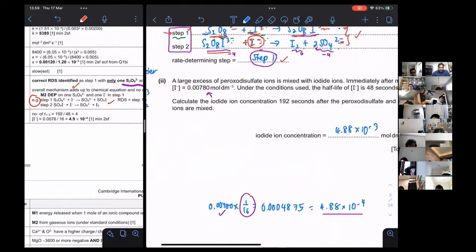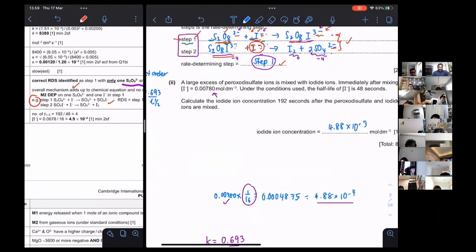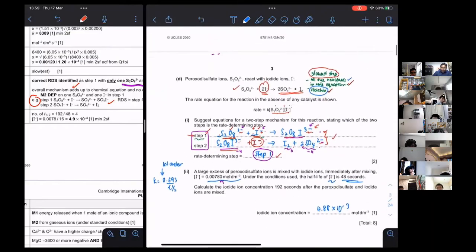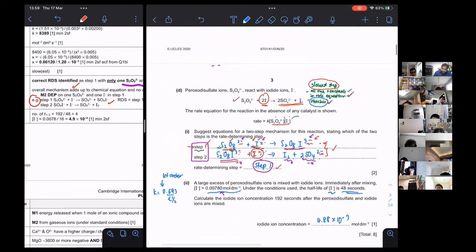Now they say that a large excess of peroxydisulfate ions is mixed with iodide ions. Immediately after mixing, they have this initial concentration. Under the condition used, the half-life is 48 seconds. The moment you see or hear the word half-life, half-life is constant whenever it is a first-order reaction. Please remember that. So for I minus, you check again, this is a first-order reaction. So the half-life is going to be constant.